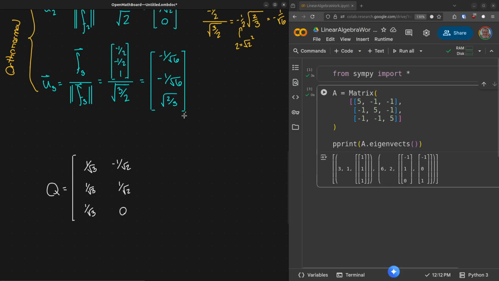And finally, this is my last eigenvector. It's also an eigenvector of lambda equals 6. Negative 1 over root 6, negative 1 over root 6, root 2 over 3.